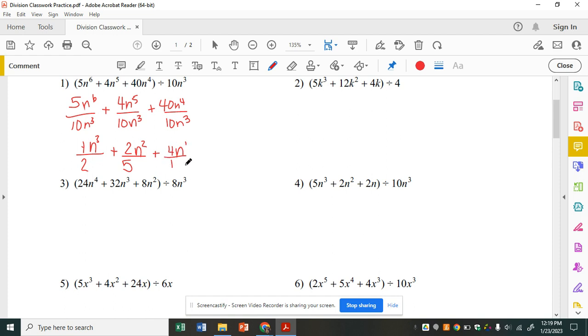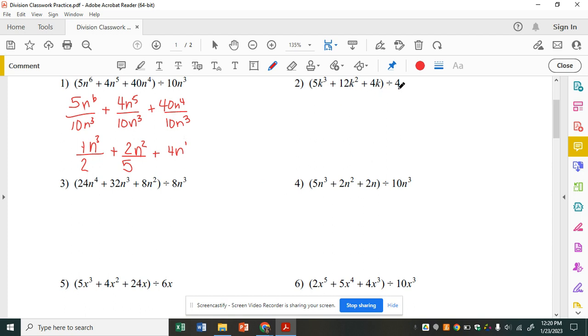But again, since I have that placeholder of 1 in the denominator of this fraction, I don't actually have to put that there. I could just leave it as plus 4n, or plus 4n to the 1st, or even if you wanted to keep that 4n over 1, that's fine as well. But this would end up being your final answer. Okay? You're going to apply the same steps on, again, 1 through 6.